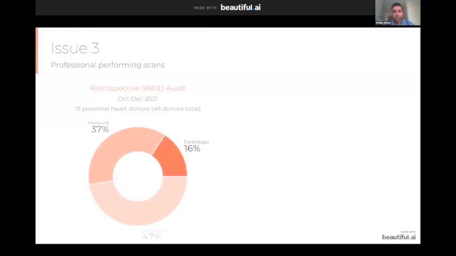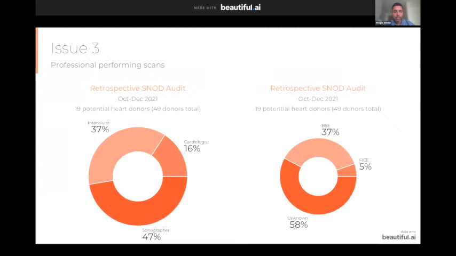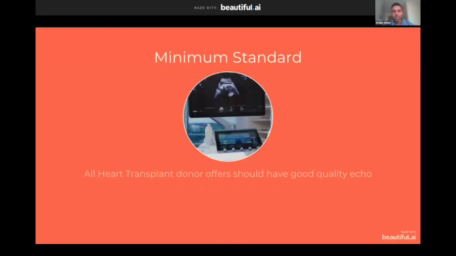We also looked within London at who was performing these scans, and we found that actually the majority of scans were being performed by trainee doctors who have varying levels of accreditation. Sonographers in the UK predominantly all hold full level 2 accreditation, but many doctors are now gaining level 1 accreditation, which is an intermediate echo accreditation. And that's what we looked to see if we could try and utilize.